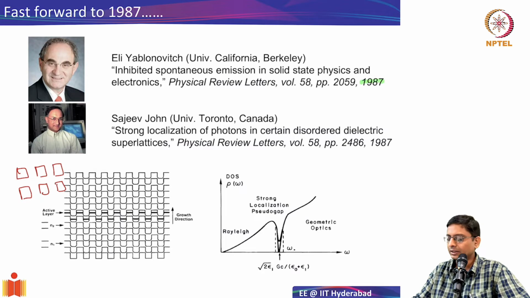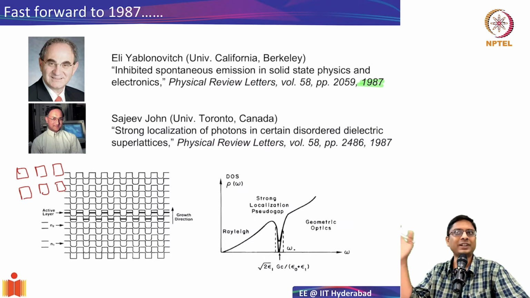A couple of months after that, I believe, or even less than a month after that, there was another paper by another physicist named Sajeev John. He considered a completely different structure. While Yablonovitch looked at a periodic arrangement of dielectrics, a perfect lattice of dielectric constants, Sajeev John considered what happens if you have a random or disordered dielectric lattice.